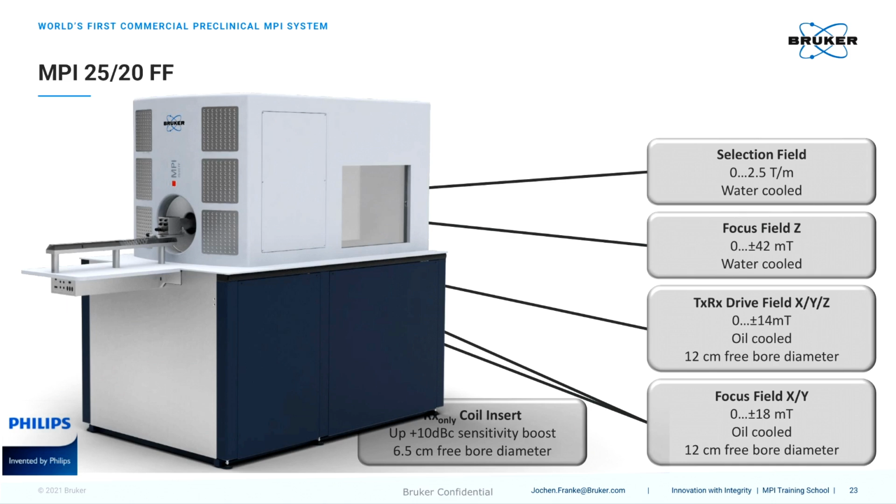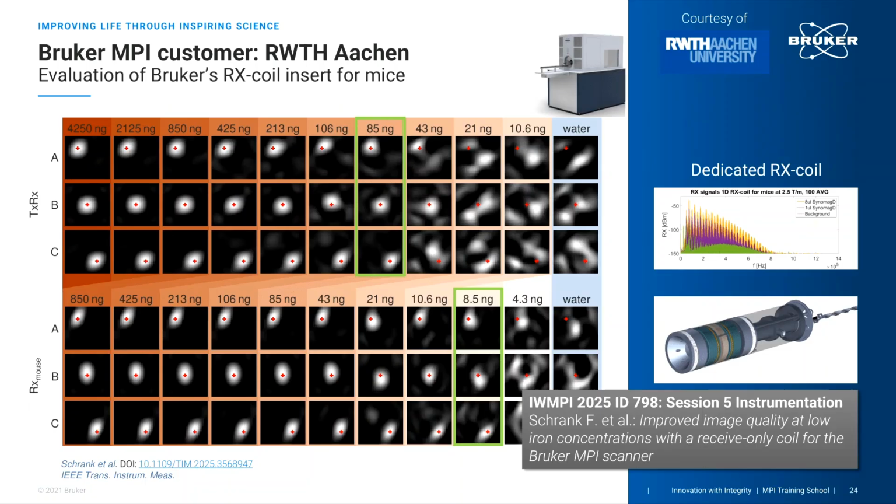And this is not only good for having a better SNR to reconstruct images with lower noise, but it also applies to a much lower limit of detection. With the built-in transmit-receive coil, this is a result from our customer in Aachen, we can detect and reconstruct 58 nanograms in a voxel or in a vial for the different positions, while with the receive-only coil we can go down to even 8.5 nanograms.